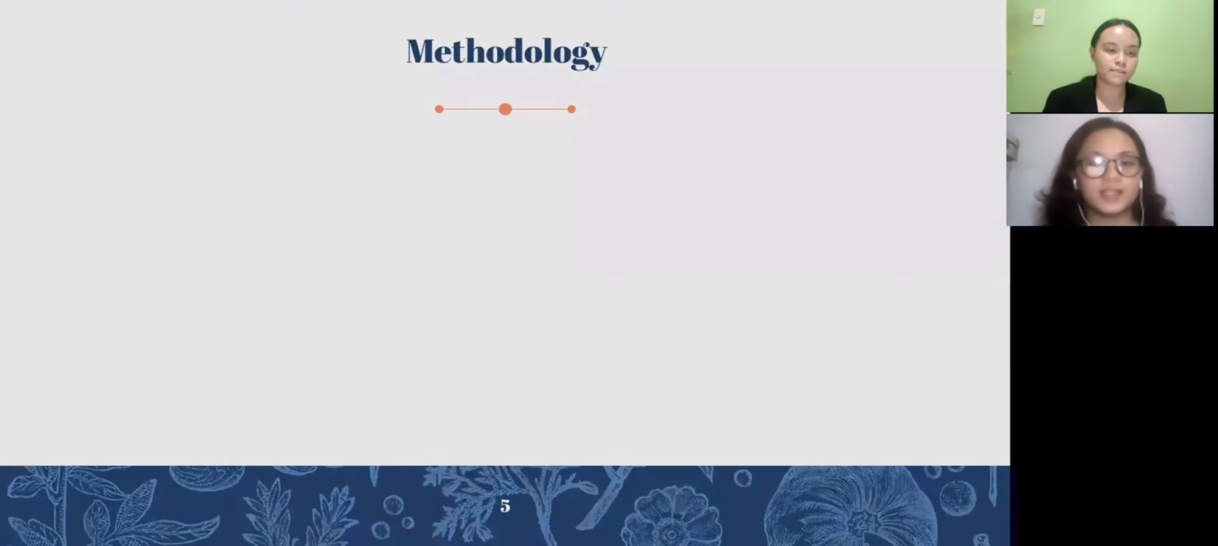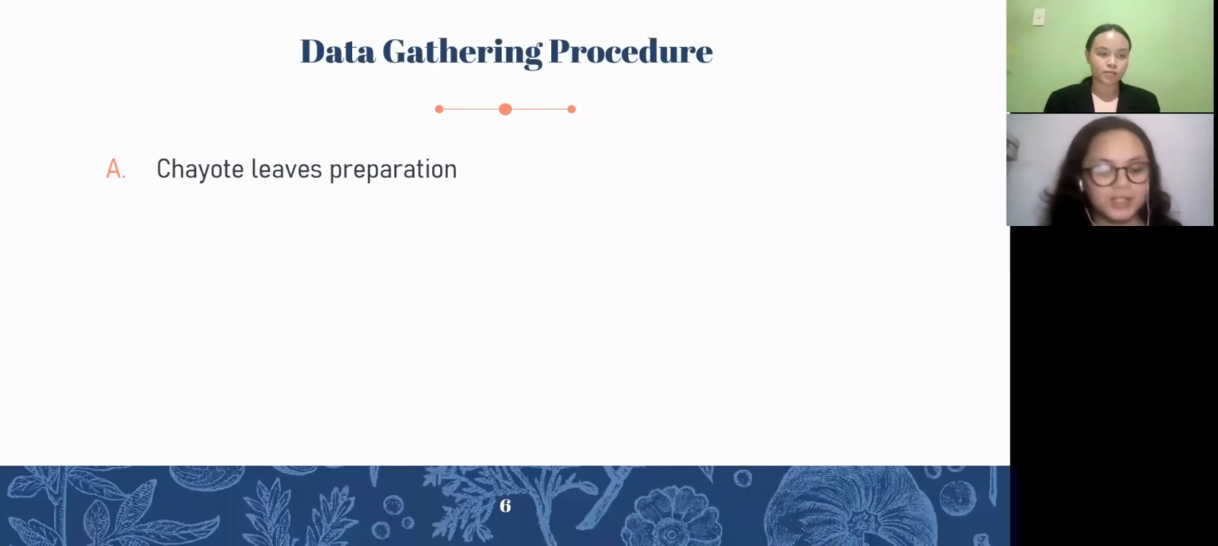Moving on to the data gathering procedure. A. Chayote leaves preparation. The researchers in the study gathered chayote leaves outside their own homes. The leaves were washed with tap water to make sure that the leaves were clean. The study only needs a small portion of the leaves, so the researchers decided to cut five 1 by 1 inch leaves, which will be used in the experimentation of the study.